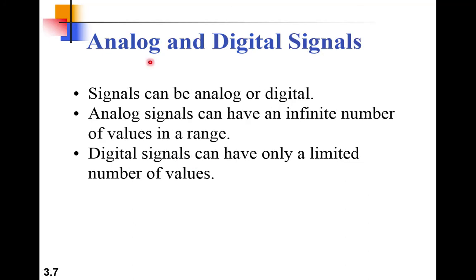Similarly, the signal can be analog or digital. The analog signal can have an infinite number of values in a range, while the digital signal can have only a limited number of values. As the data can be analog or digital, similarly the signal can be analog or digital.